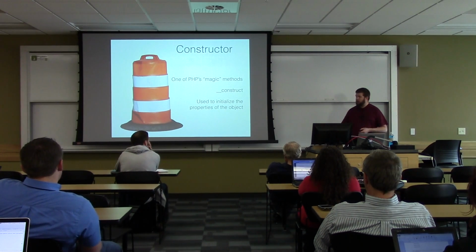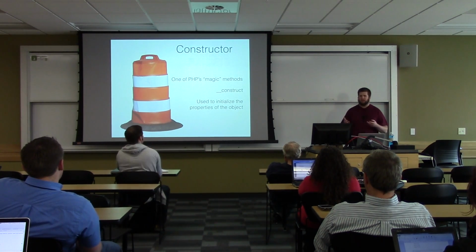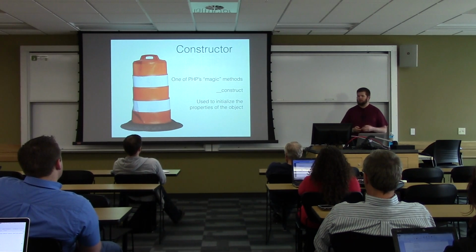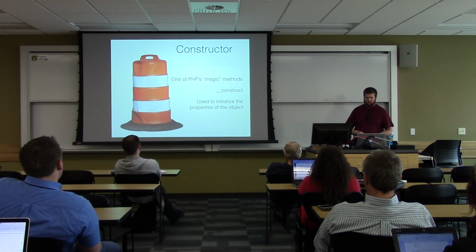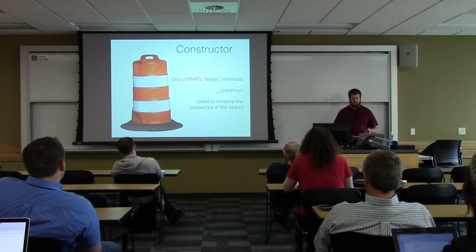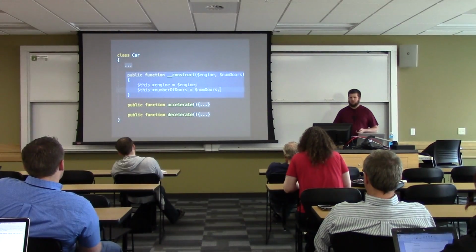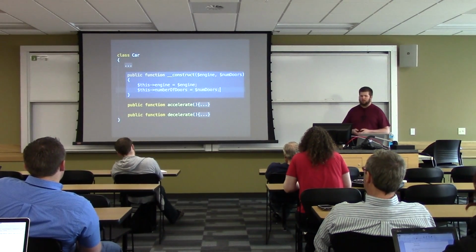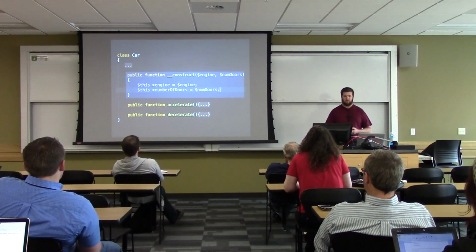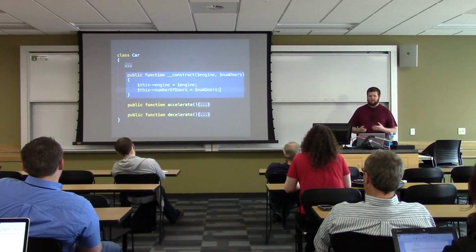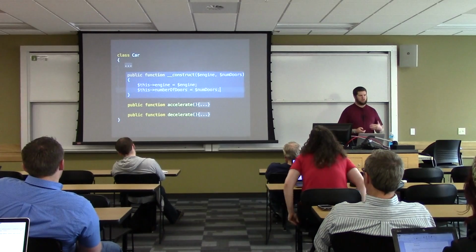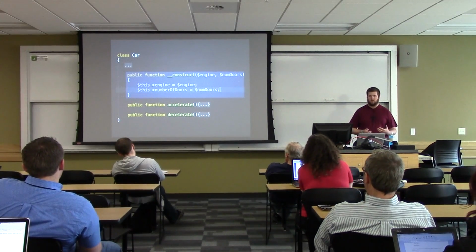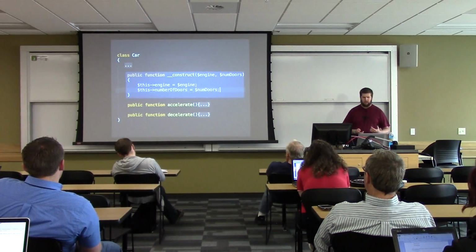Not that we would ever build a car in OOP, but you can imagine with any kind of other thing you might want to build in PHP OOP, avoid doing work in your constructor. So let's take a look at what the constructor looks like. So we have another function. It's called underscore construct, and we're passing in variables, engine and number of doors, right? Just like a regular function. And then inside of our constructor, we're setting those variables on the object, okay?